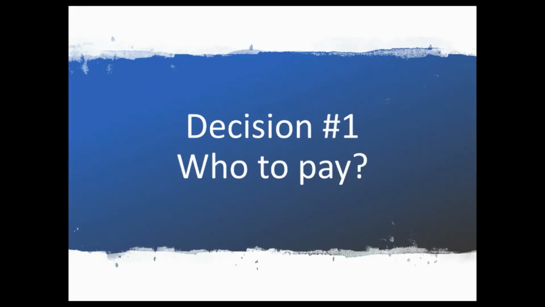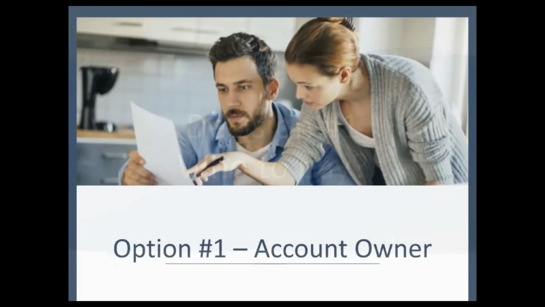So decision number 1 when it comes to taking 529 distributions is who you're going to send that distribution to. Generally, 529 plans are going to let you decide how you want your funds to be distributed. And most of them are going to offer some kind of online service tool or website where you can go in and simply select where you want the distribution to go. Usually there are 3 primary options for where you're going to send a distribution. Number 1, the account owner, which is usually the parents, but can also be grandparents or potentially other family members like aunts and uncles.